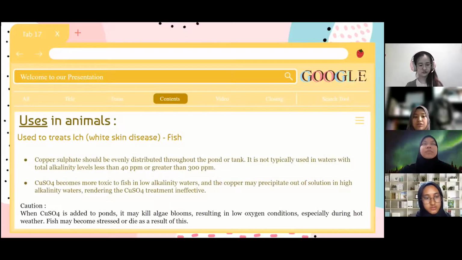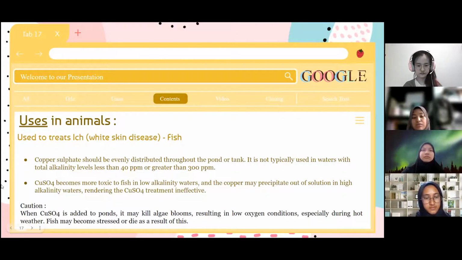Copper sulfate should be evenly distributed throughout the pond and not typically used in waters with total alkalinity levels less than 40 ppm or greater than 300 ppm. This is because in low alkalinity waters, copper sulfate becomes more toxic to fish, while in high alkalinity waters, the copper may precipitate out of solution, making the copper sulfate treatment ineffective.